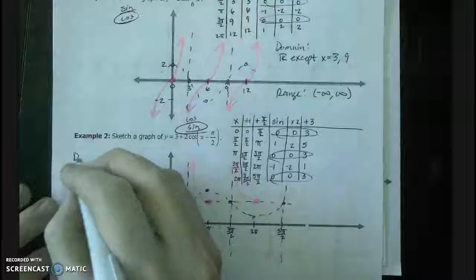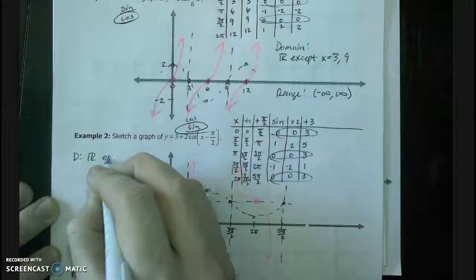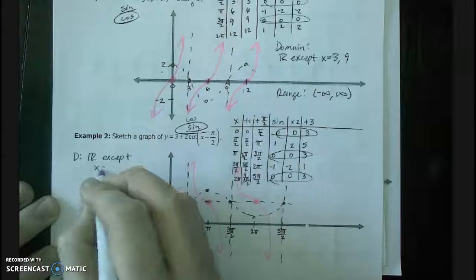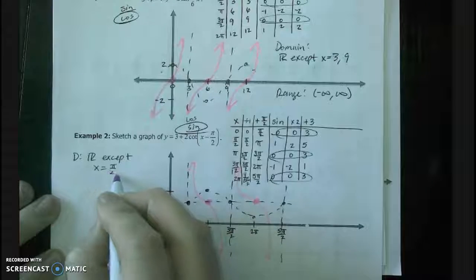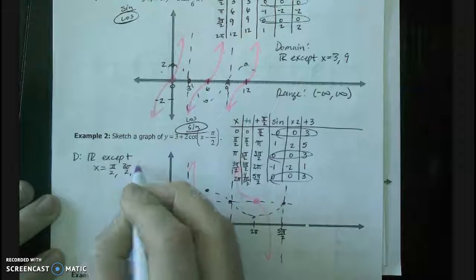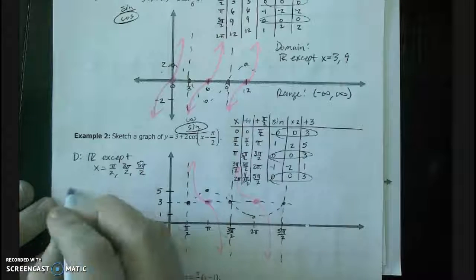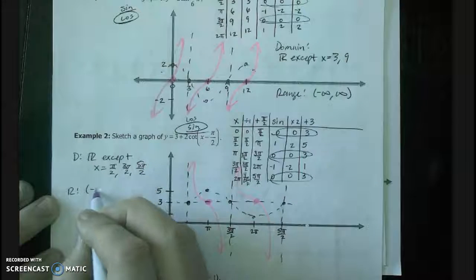Your domain is all real numbers except x equals pi over 2, 3 pi over 2, and 5 pi over 2. Your range is negative infinity to infinity.